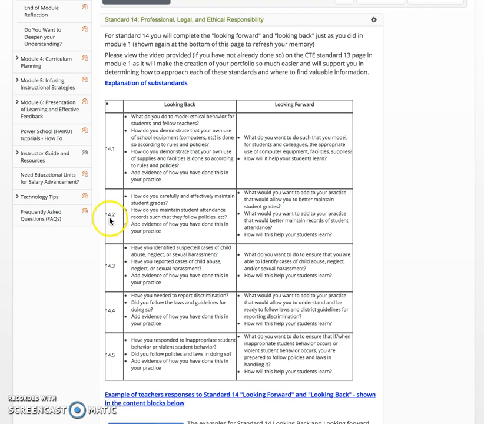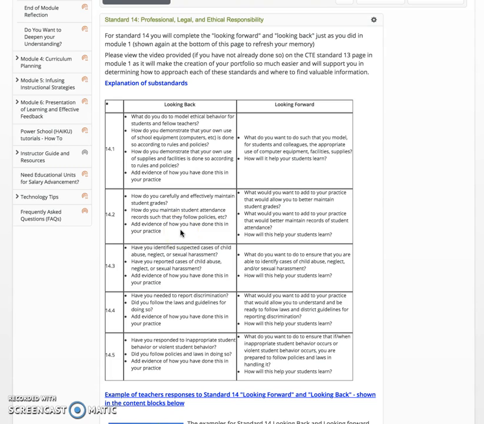So here's 14.2, that same standard, and we said, okay, suppose you say, I'm going to use that as my looking back for this standard and say how I do this. These are to help you stay focused on the fact that this is what you're doing. So it's not about teaching students how to keep their grades. So what is this standard trying to get at? So here are the questions. How do you carefully and effectively maintain student grades? Maybe it's an online system. Maybe it's something that you developed yourself. How do you maintain student attendance records such that they follow policies? Add evidence of how you've done this in your practice.